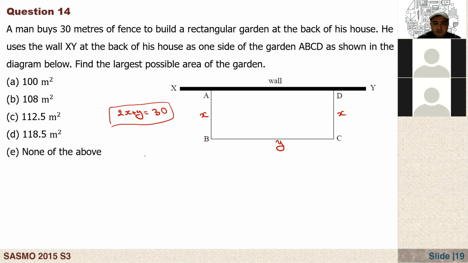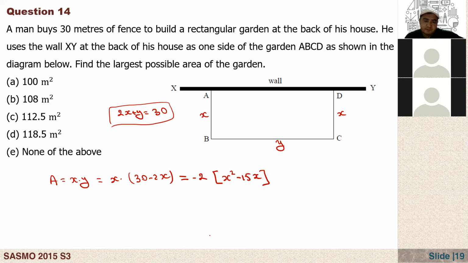Can you do that, Narmin? What is the largest area? Area is X times Y. Now, instead of Y, I can substitute 30 minus 2X. Then the area ABCD will equal X times (30 minus 2X). Let's take minus 2 out. Here we have X squared minus 15X. Right? Because minus 2 is out.